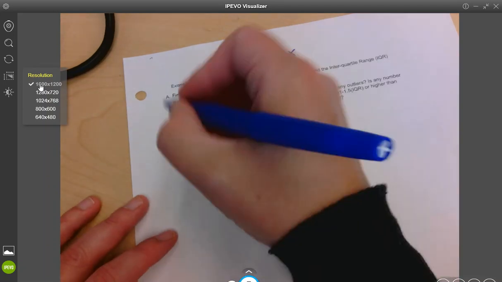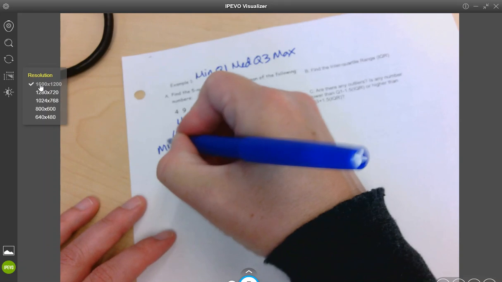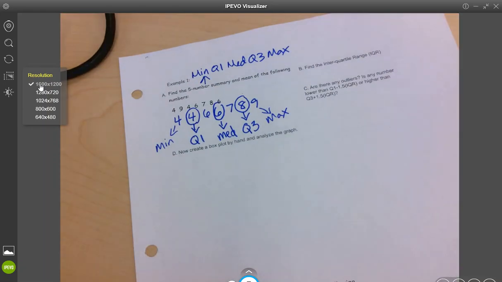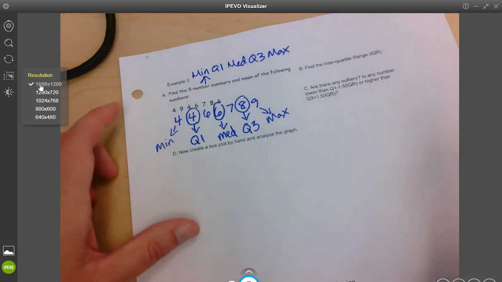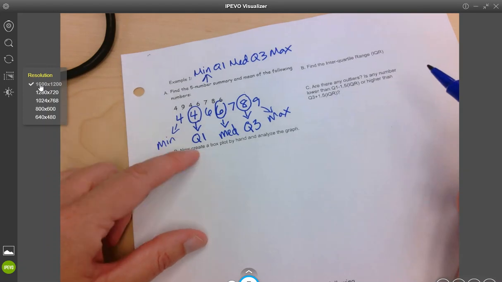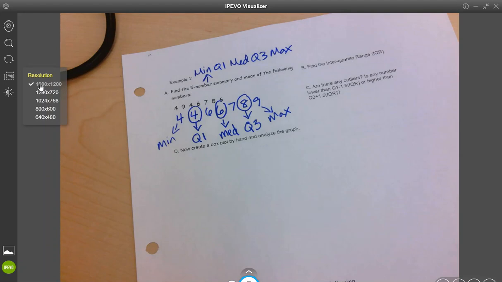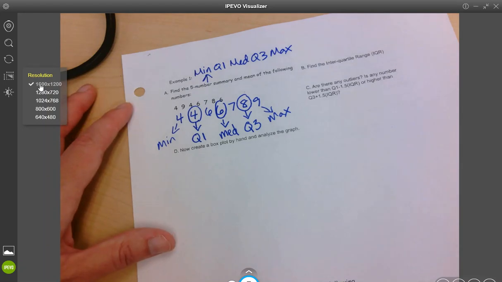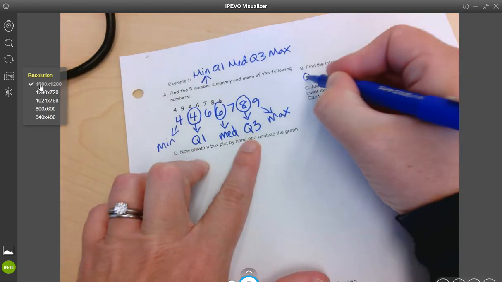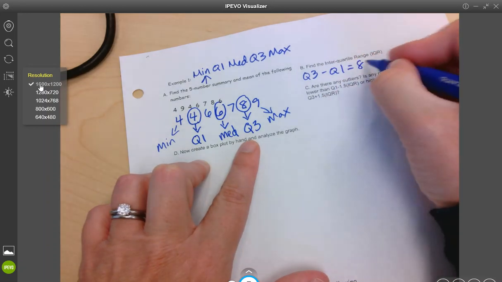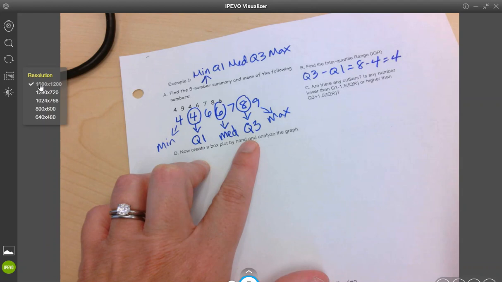All right, and then the minimum is, you can see, the smallest, and the maximum is the largest. So we know all of the numbers. So we had the numbers 4, 4, 6, 6, 7, 8, 9, and we had a minimum of 4, first quartile of 4, median of 6, third quartile of 8, and maximum of 9. We're going to do the interquartile range, so Q3 minus Q1, 8 minus 4, and we get 4.